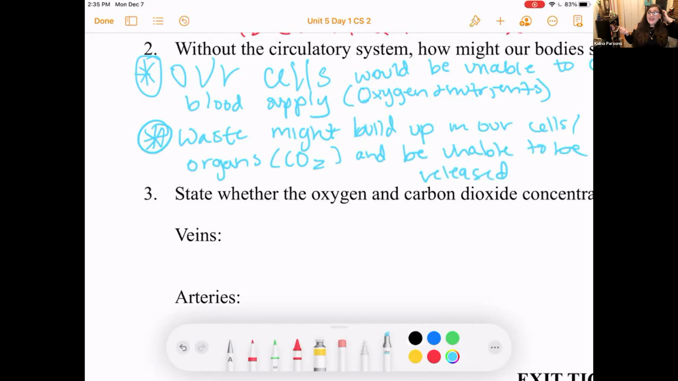So our cells would be unable to carry out cell respiration because they don't have the two things that they need. They wouldn't have oxygen or nutrients, which are both transported throughout the blood, and wastes, specifically carbon dioxide, would build up in our cells and organs, and we would be unable to release it because that carbon dioxide is carried in the blood where it is exhaled at the lungs.